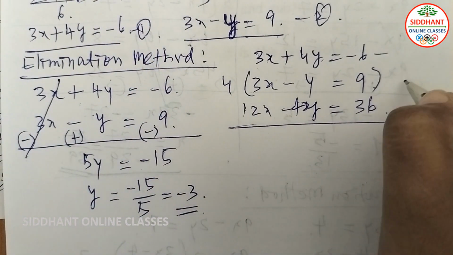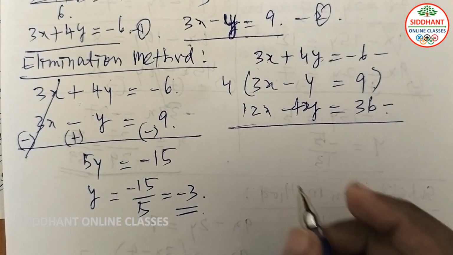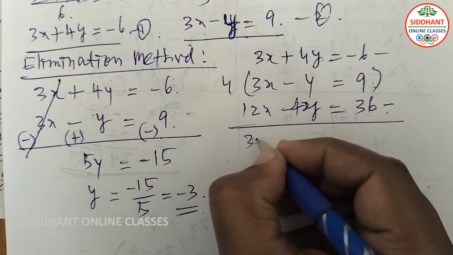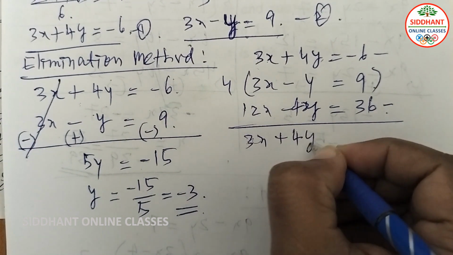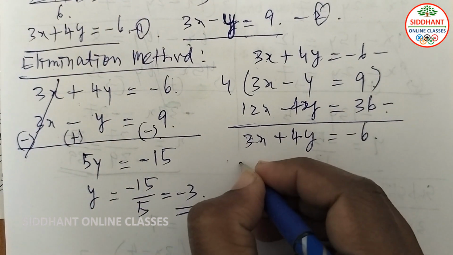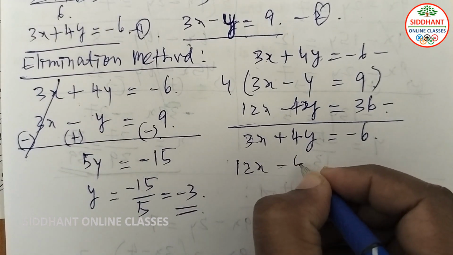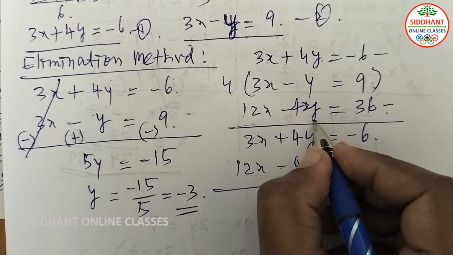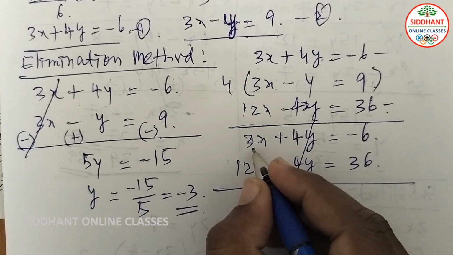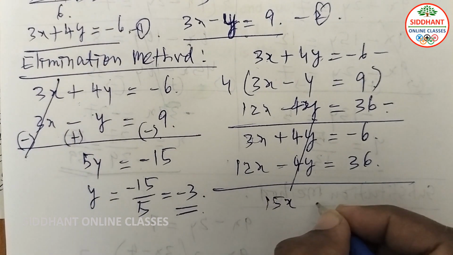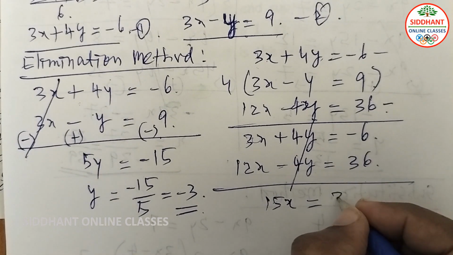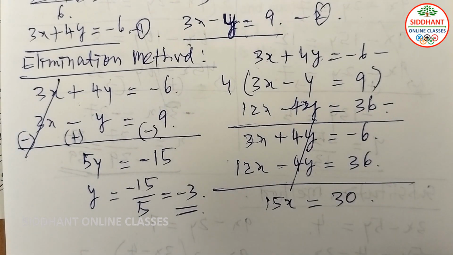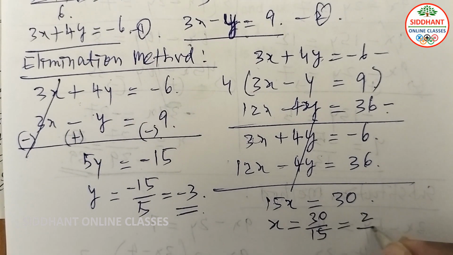Now two equations we got. Now we are going to eliminate. The first is 3x plus 4y equal to minus 6. The second is 12x minus 4y equal to 36. So now 4y cancels. Now 12 plus 3 will be 15x, that equals 36 minus 6, which is 30. So x equals 30 by 15, which equals 2.